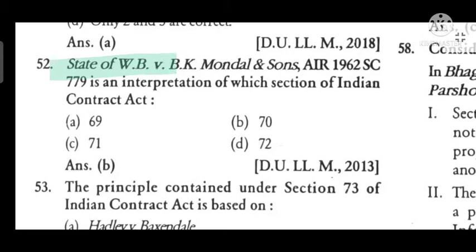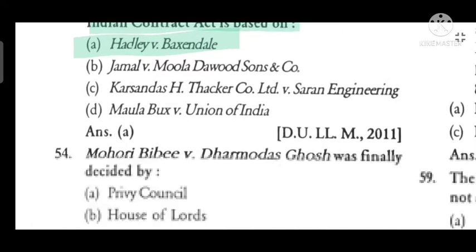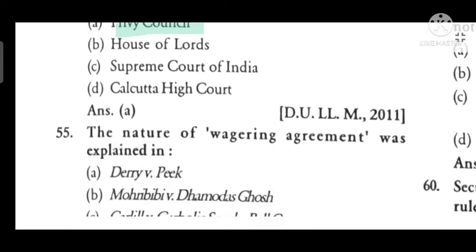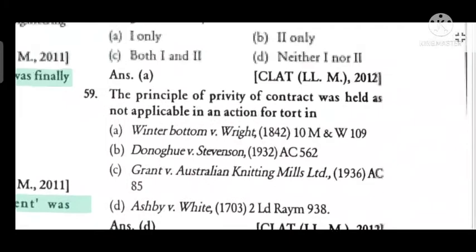State of West Bengal versus B.K. Mondal and Sons 1962 is an interpretation of which section of the Indian Contract Act? Section 70. The principle contained under Section 73 of the Indian Contract Act is based on Hadley versus Baxendale. Mohori Bibee versus Dharmodas Ghose was finally decided by the Privy Council. Nature of wagering agreement was explained in Carlill versus Carbolic Smoke Ball Company.